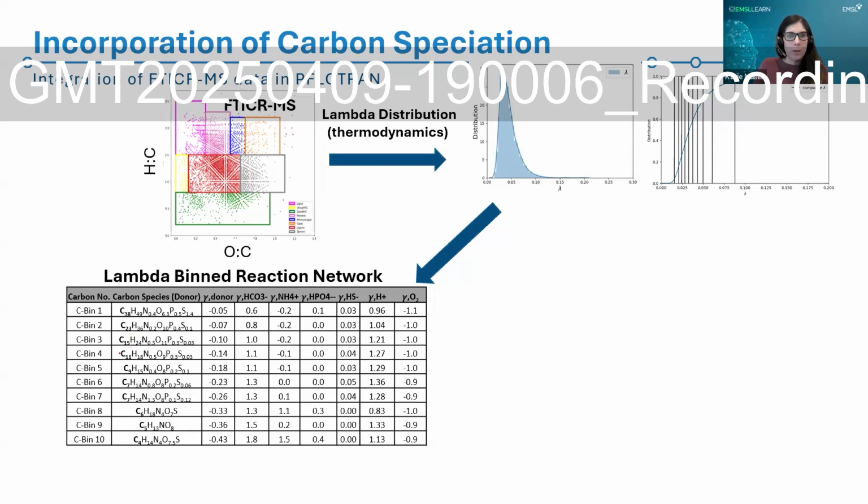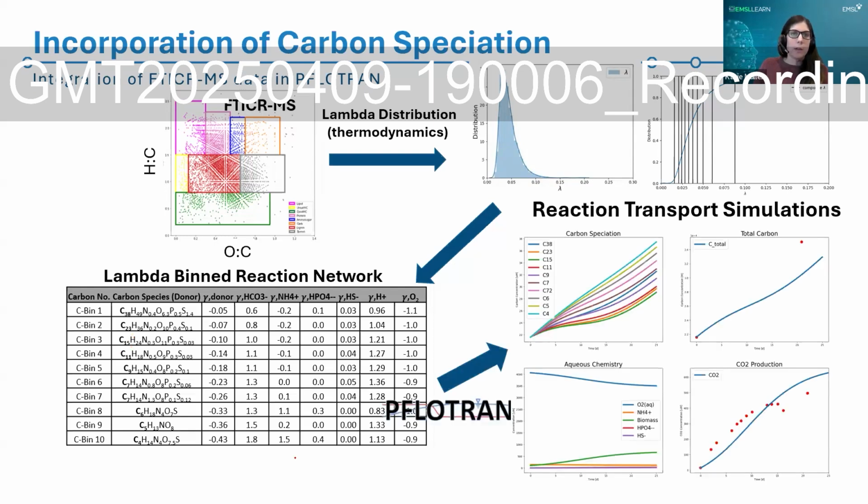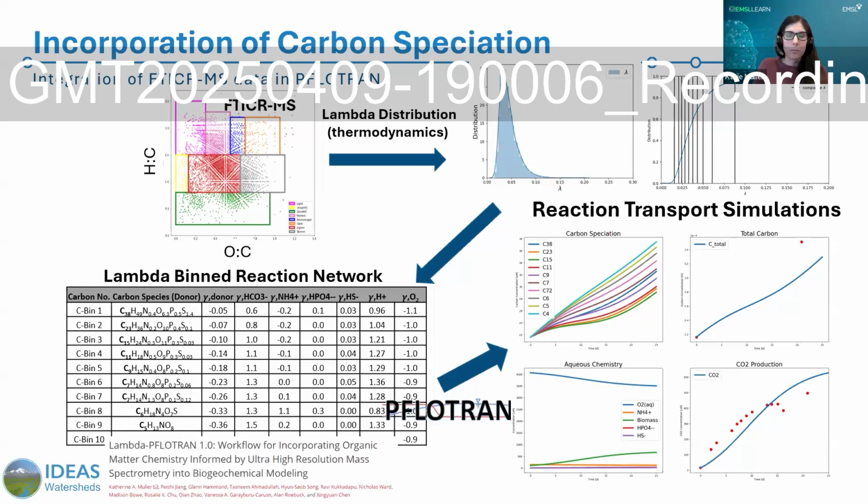So from there, we can use that unique reaction network and perform reactive transport simulations with PFLOTRAN. And so with this approach, each of the carbon bins is tracked independently as a specific species. And then we can add them together and we can look at total carbon or aqueous chemistry, and of course the CO2 production as well.